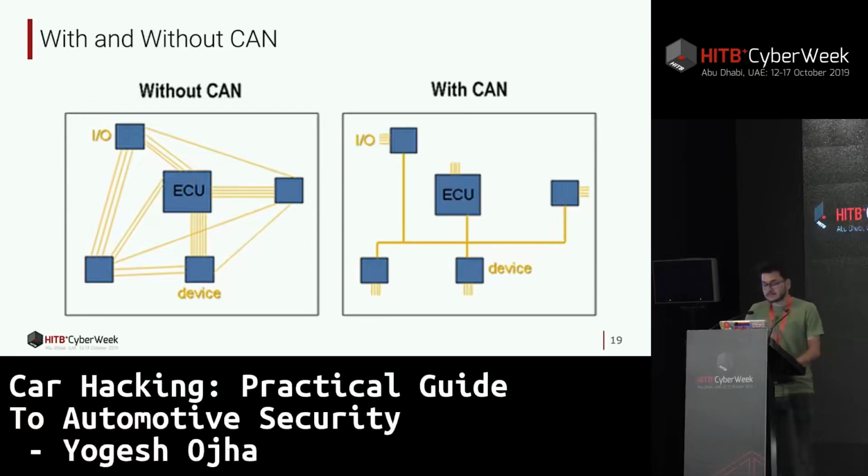In a car, you have components like engine control, airbag, and transmission. All of these simply connect to the CAN using the two wires, CAN high and CAN low.